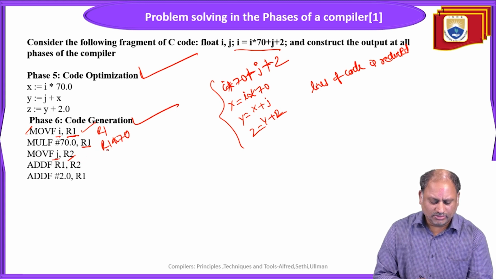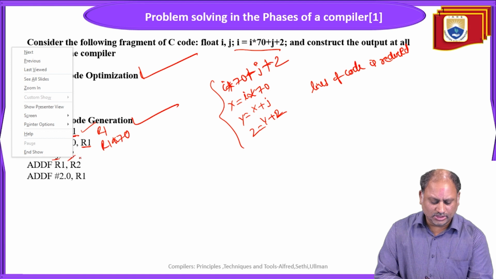Previous means the R1 dot that is star 70. That is to be added to the register R2. R2 is one more register, so that is with J. That means we are taking one more register and moving the contents of J.